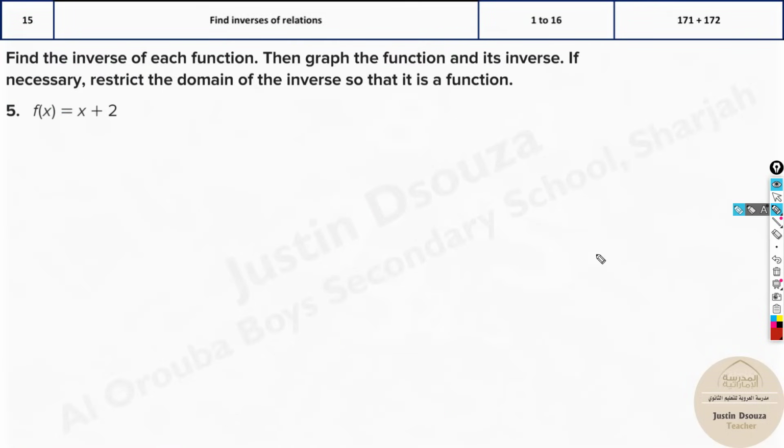Now we have functions. How would we solve the functions? They're pretty simple as well. All you need to know is a few rules. Whenever they give you a function x plus 2, write it as y is equal to x plus 2.